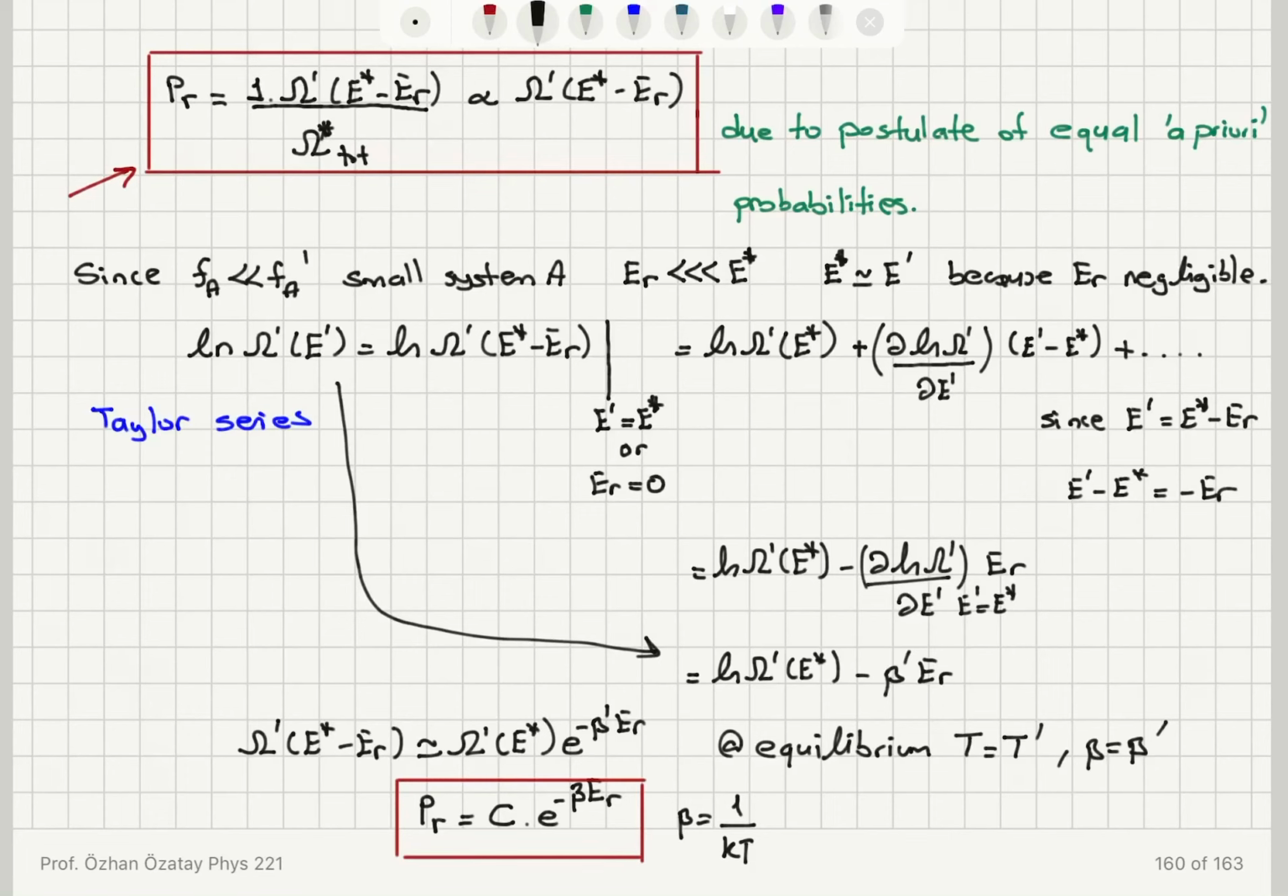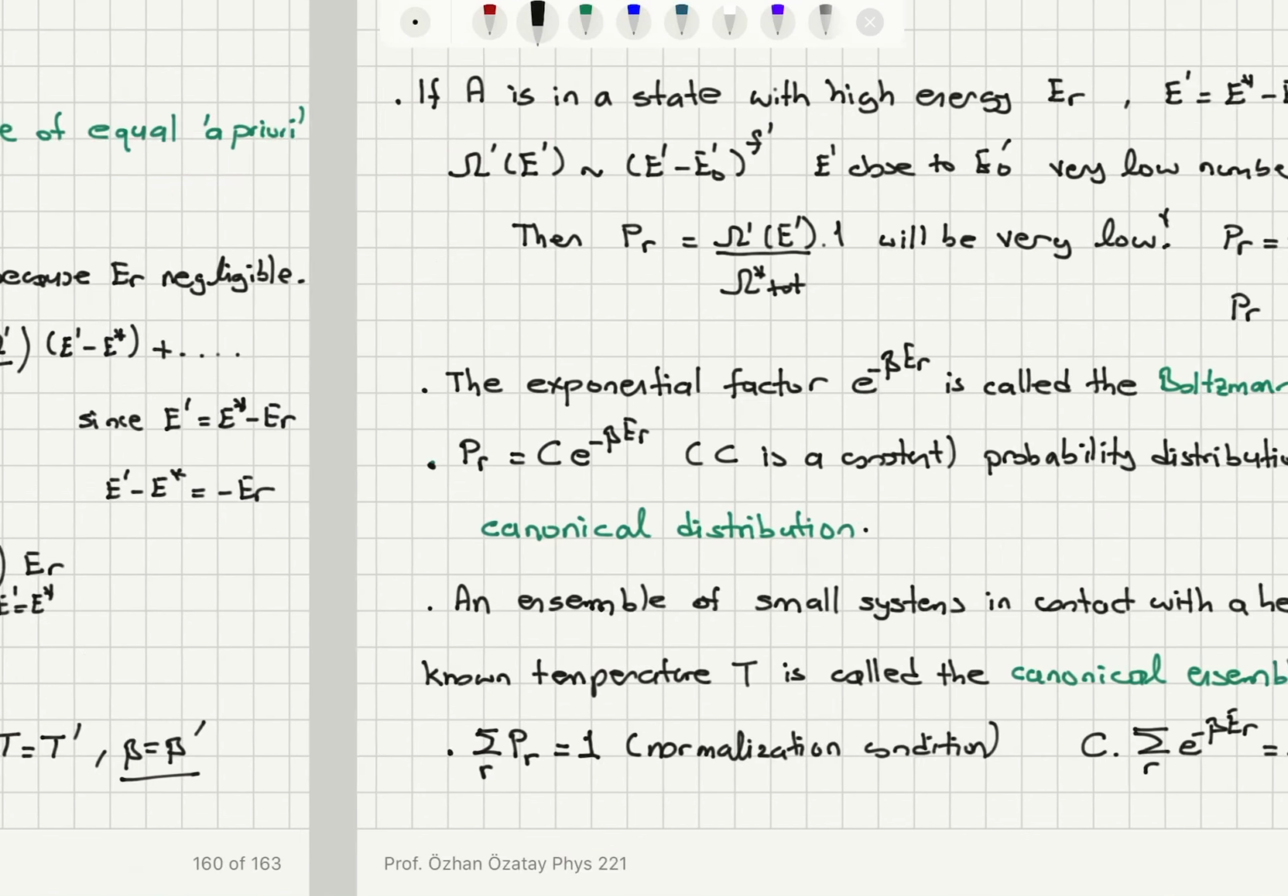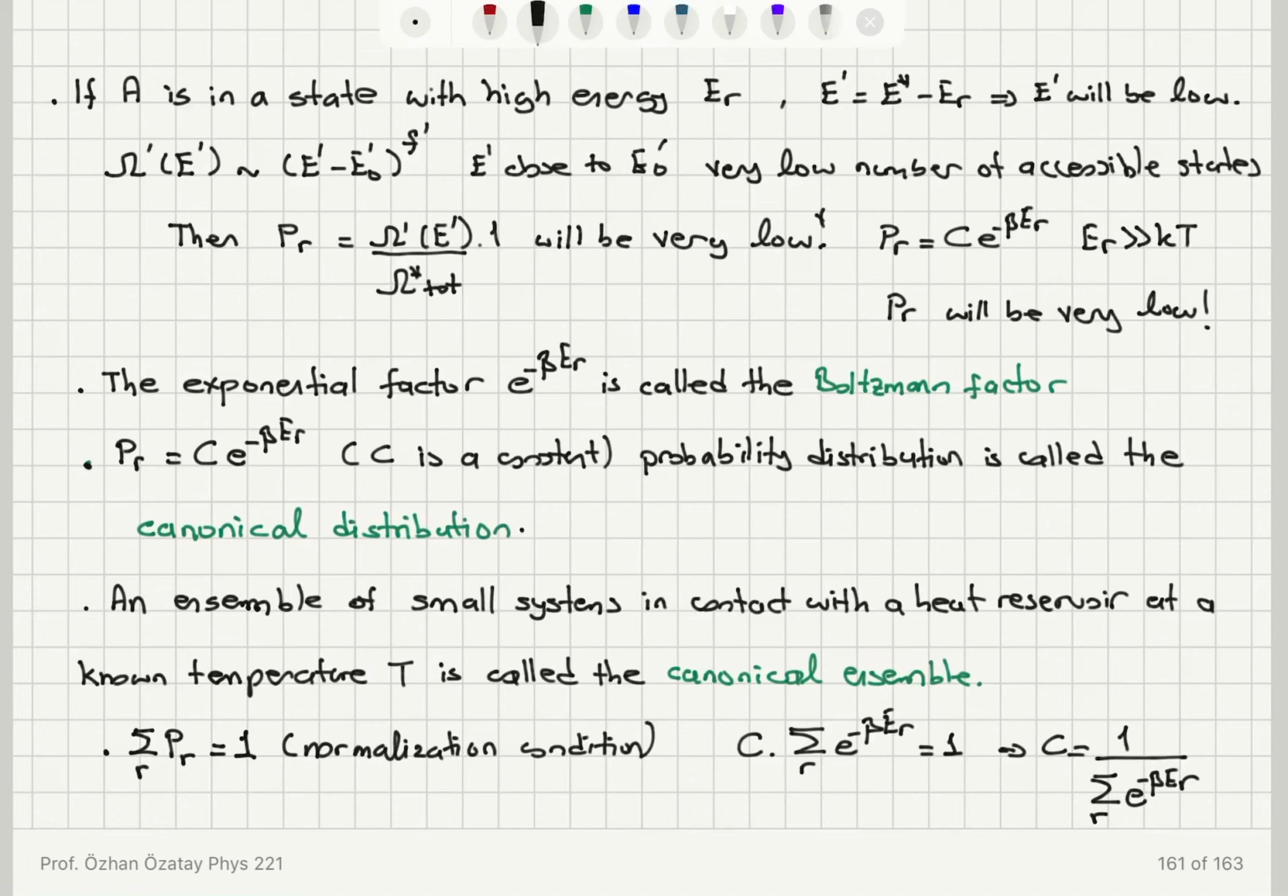Since A is much smaller than A prime, omega prime of E prime can be expanded using a Taylor series expansion. For the natural logarithm of omega prime of E prime, it is the natural logarithm of omega prime of E star, where I set E r to 0, and then the derivative, which gives me beta prime multiplied by minus E r. So I find that the probability is a constant, where this constant is the number of accessible states to A prime for the full energy E star, multiplied by e to the minus beta E r, where I have also noted beta must be equal to beta prime because I have thermal equilibrium. And then I checked if that makes sense.